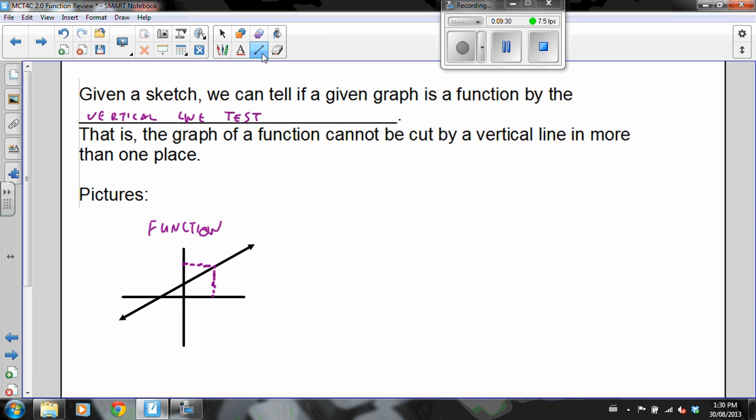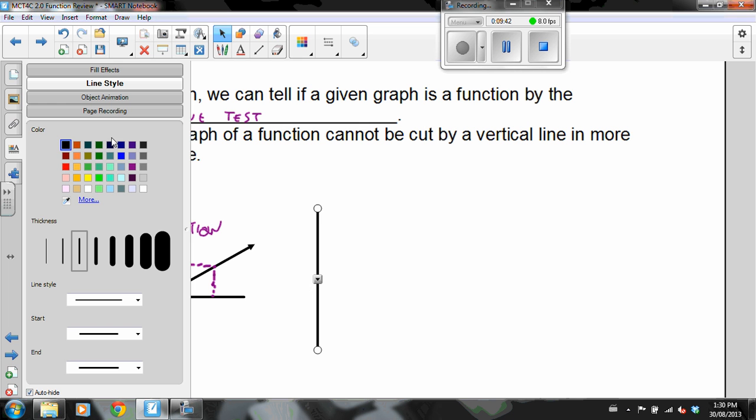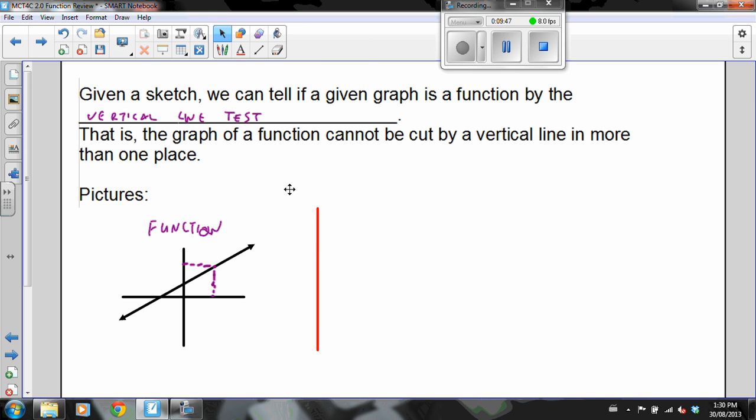I can think of another, vertical line. This is going to be my vertical line test. Maybe I'll make it red so it'll stand out. When this vertical line goes across here for any input, and that's what we're thinking about, the x is an input, does it cross the graph in only one spot? If it does, that means there's only one output. One input, one output, vertical line test. So obviously that's a function.